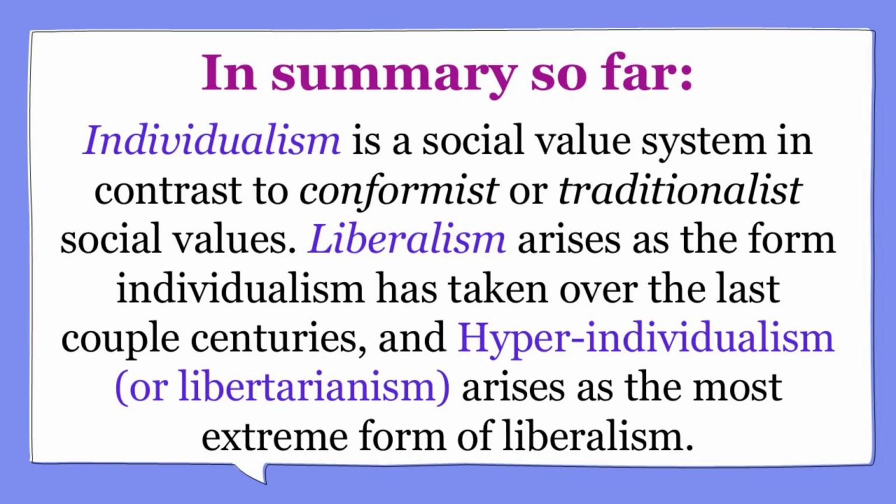In summary so far, individualism is a set of social values in contrast to highly conformist or traditionalist social values. As we will see in the next videos, individualism took many centuries to emerge. Liberalism arises as the form individualism has taken over the last couple centuries, with the family of liberal ideas described earlier. And hyper-individualism arises as the most extreme form of liberalism.